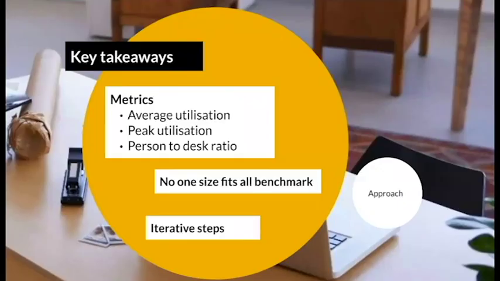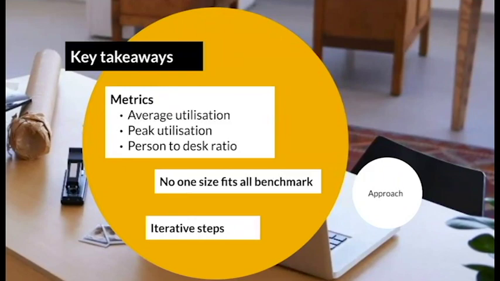Now that I have talked about 5 relatively simple ways that you can start managing utilization by changing the person to desk ratio, by allocating people to different places, I want to give it back to Yodit, who can tell you what is the next step and what is the process of managing some of these changes.